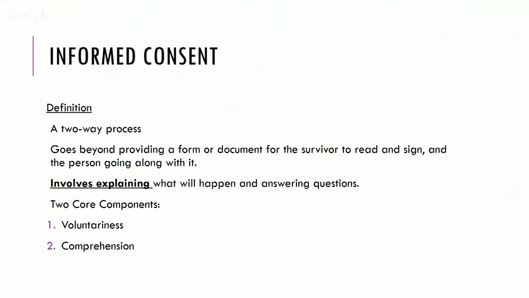And two core components must be present: voluntariness and comprehension. The latter part, comprehension, is often the one that's assumed and shouldn't be. Comprehension is where the process, the exchange of information, comes in, the assessment of risks and benefits.